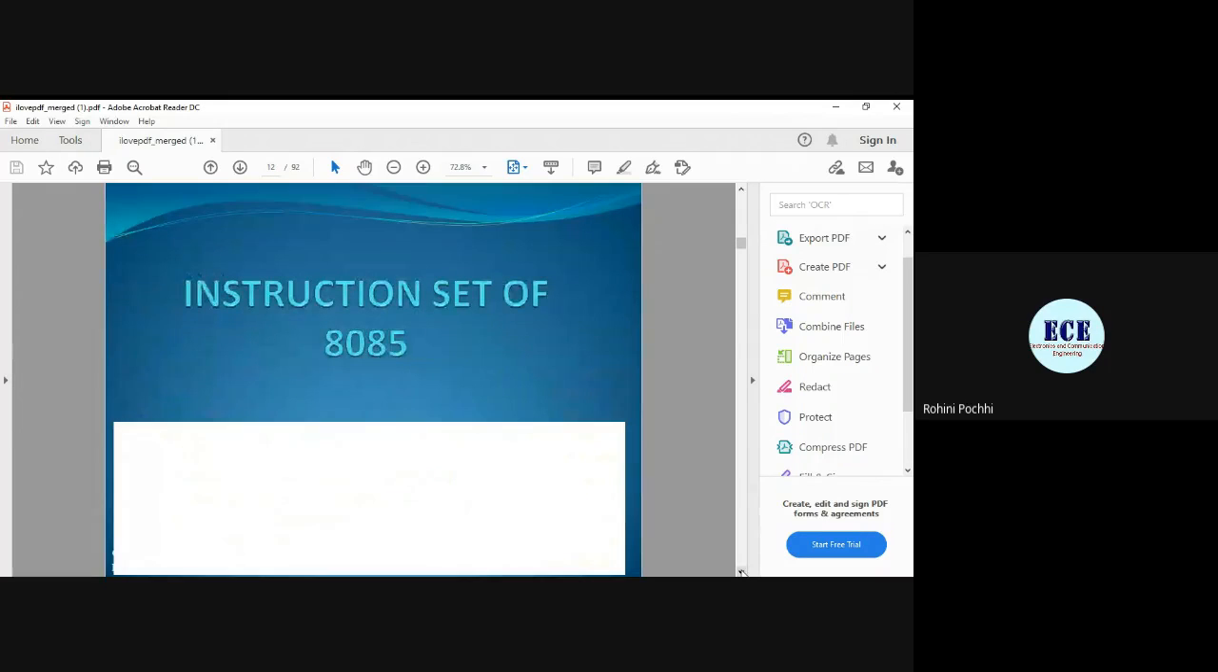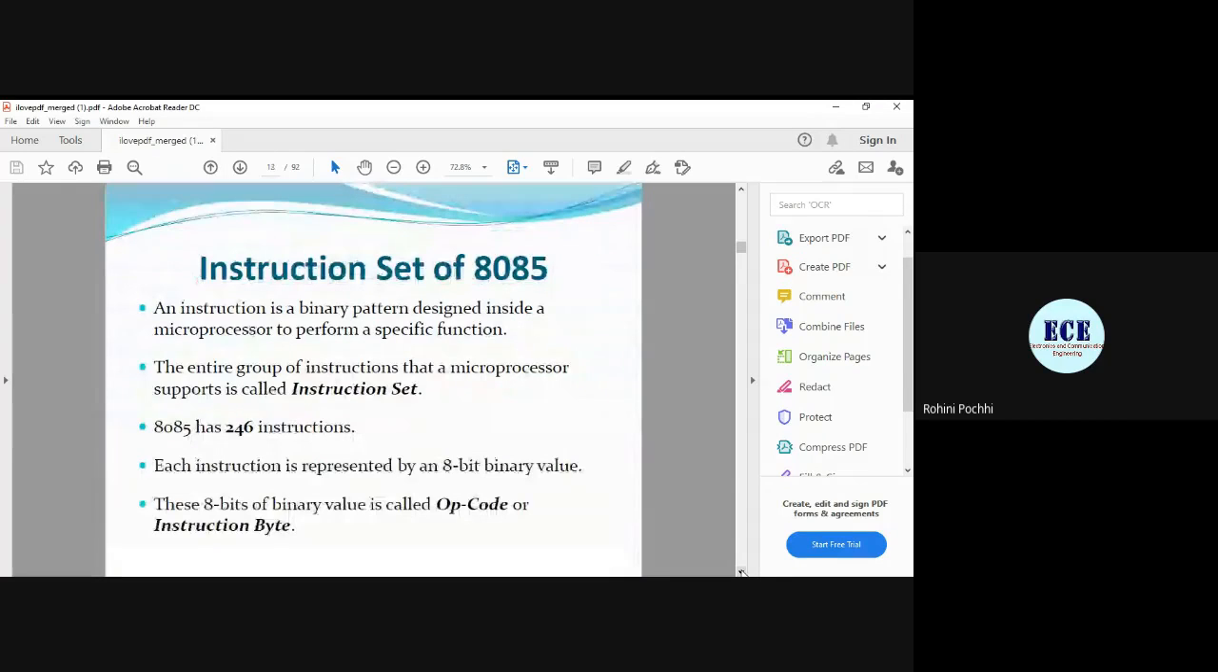Now we will discuss the instruction set of 8085. 8085 uses a set of instructions to perform any kind of operation, or to execute any type of data. An instruction is a binary pattern designed inside a microprocessor to perform a specific function. This entire group of instructions that a microprocessor supports is called the instruction set.